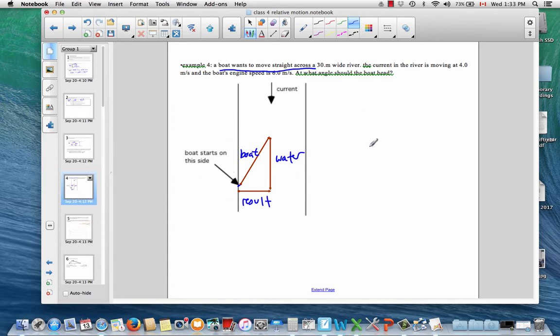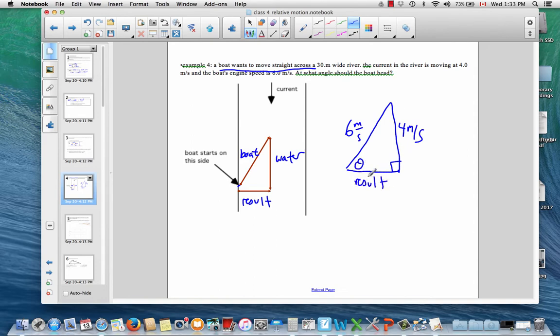Now we can just do another triangle over here with the numbers on it to solve. We know this will be 90 degrees. Okay, so that distance doesn't matter here. So the current is 4 meters per second. And the boat's engine speed, how fast it can move in still water, is 6 meters per second.